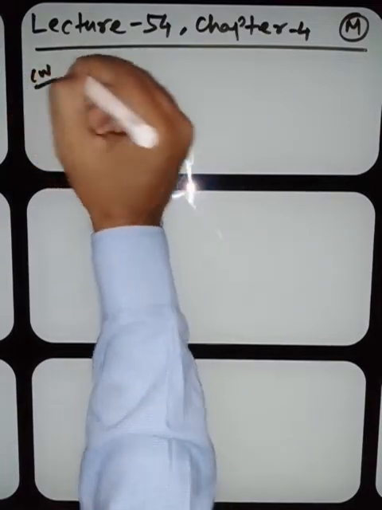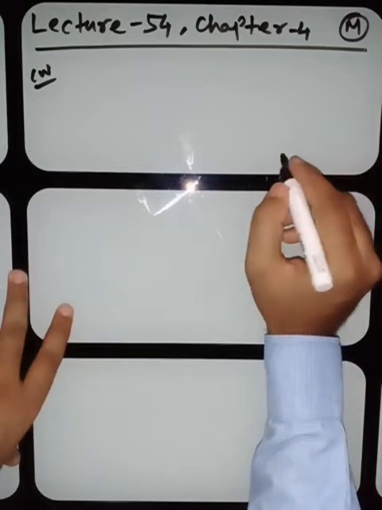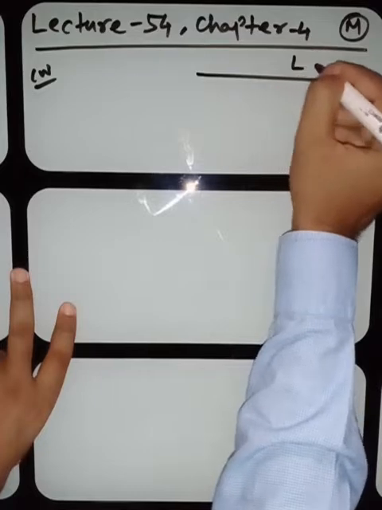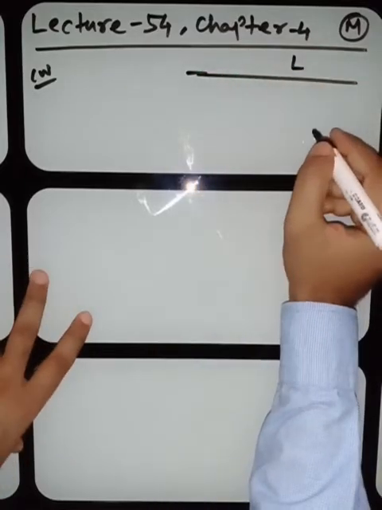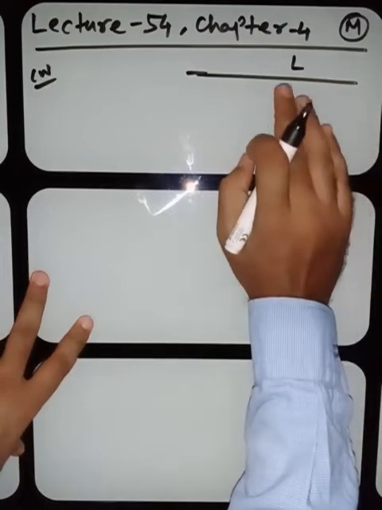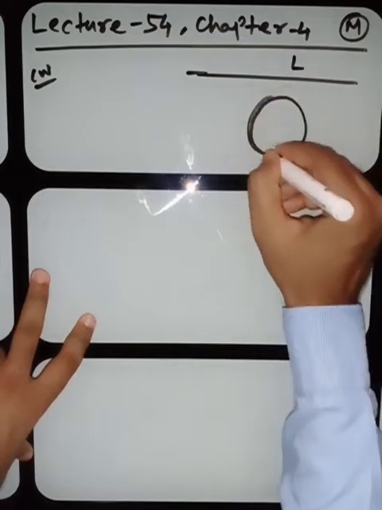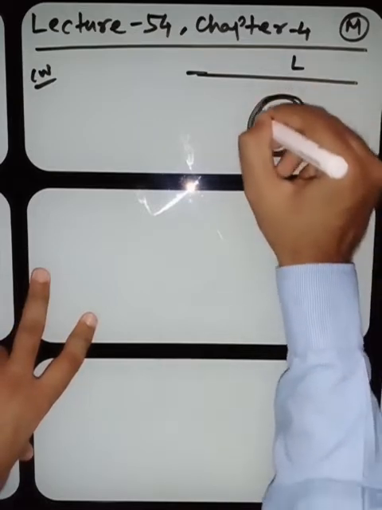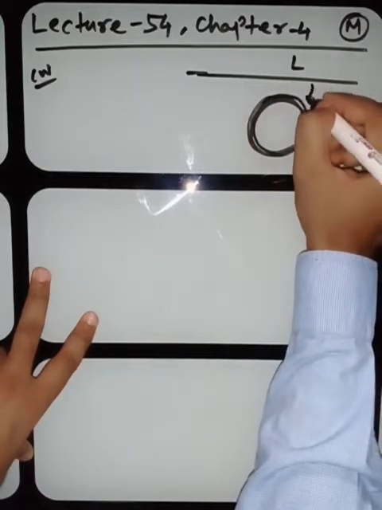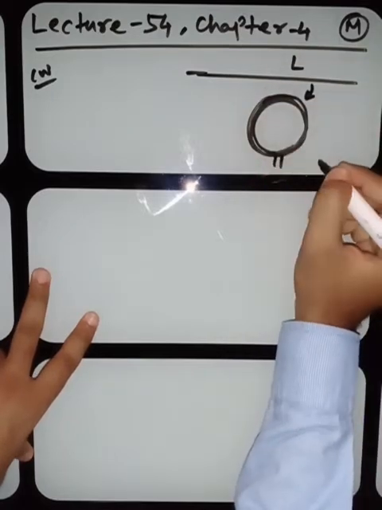This is class 4. Although I'll solve, remember. Suppose this is the length of conductor L. You have a conductor of length L. If you bend this conductor in circular form, it will have the number of turns, suppose N. This is a very long conductor, and you have to bend it in N number of turns.